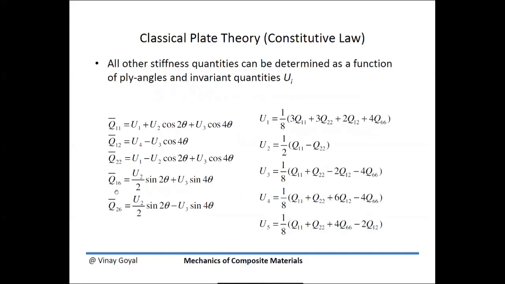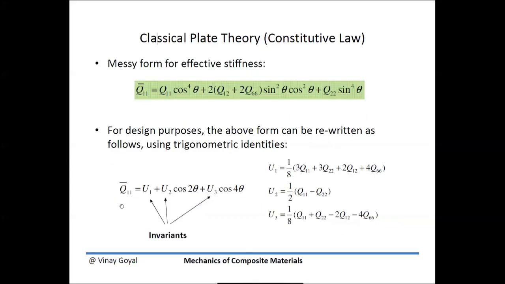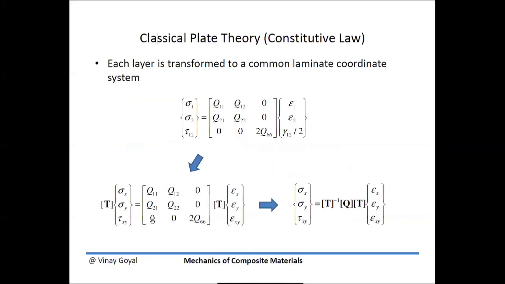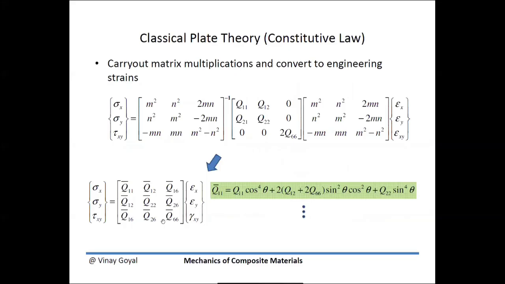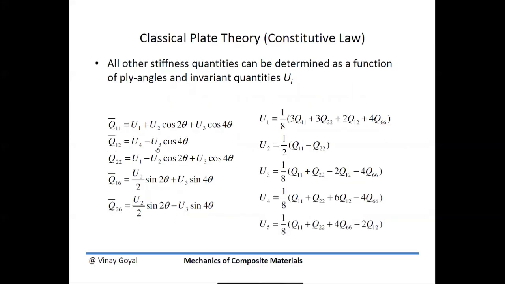All other stiffness quantities corresponding to this matrix are provided here for completeness. And notice how, again, it depends only on U1, U2, U3, U4, and U5, and all these Qs are known for every ply. So Q bar and all these quantities only depend on the angle theta.